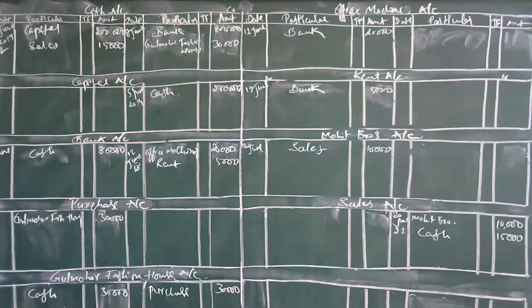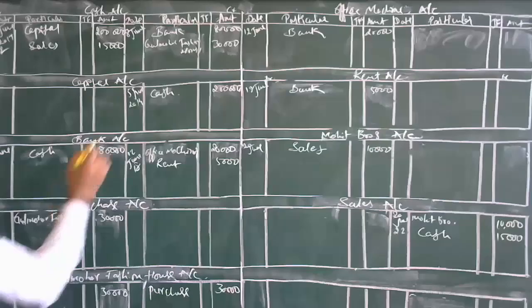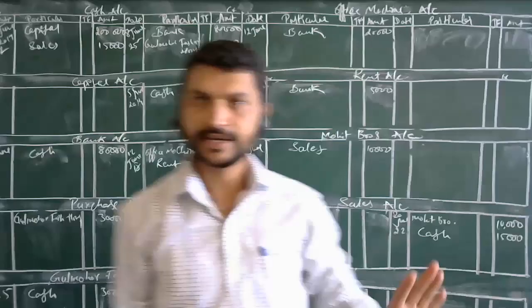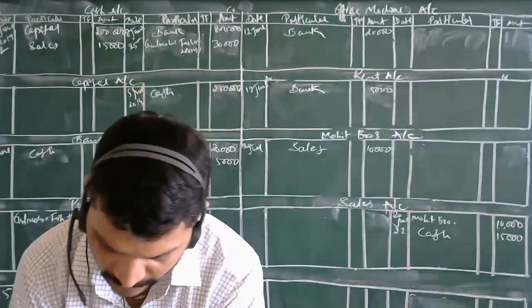Yes. What is the date for that? The date is 25 June. Write the dates also. Okay, so this journal entry is over. You have written the narration for this.